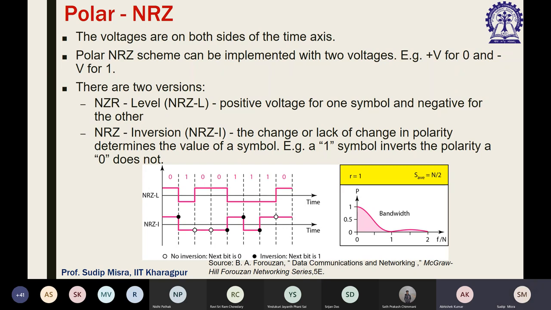So you can see over here, if you look at this particular plot, so plot of P, that means the power versus the frequency. So as you can see over here, at lower frequencies, more power gets consumed. But at higher frequencies, basically, this power reduces, power consumption reduces. Okay. So this is basically how this polar NRZ works.